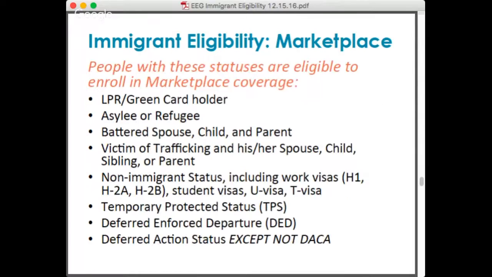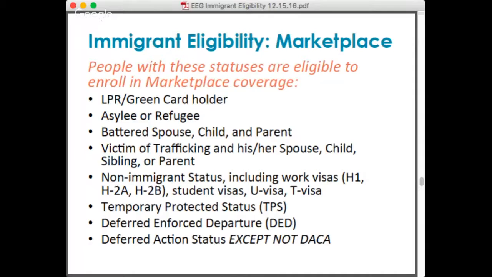People with these statuses and others, which are listed on healthcare.gov where you can get the full list, are eligible to enroll in Marketplace coverage. So if you're a lawful permanent resident with a green card, an asylee, or you have certain non-immigrant statuses like work visas, so H1, H2A, H2B, student visas, U visas, T visas, or temporary protected status, all of these are statuses with which you're eligible to enroll in Marketplace coverage.